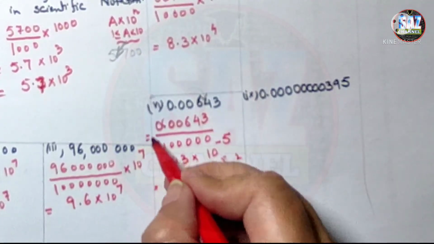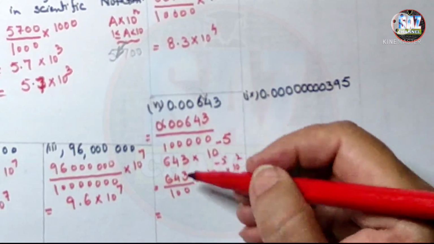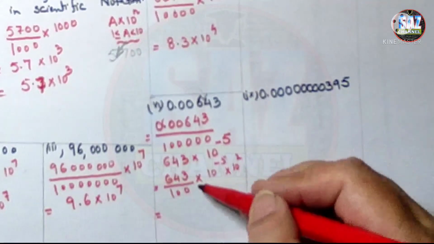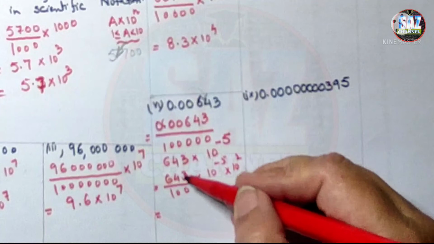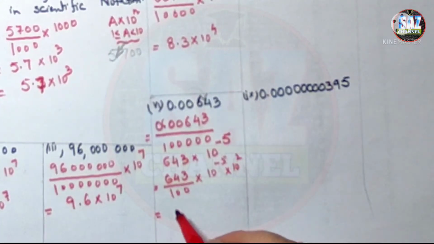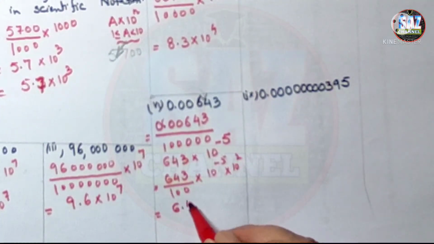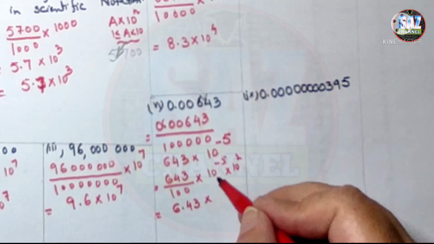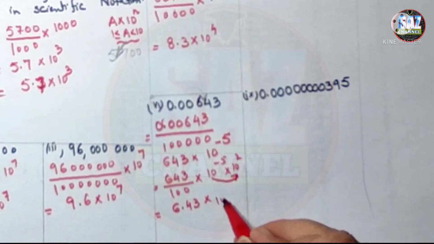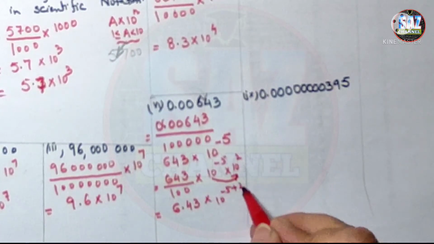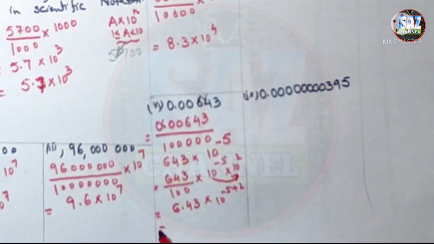So what will this become? I'm not going to simplify these two, otherwise we will not be able to reach our answer. This division will be helping me in turning my large number in the range of A, and here we have to apply the multiplication law of indices with same bases. 10 raised to power minus 5 plus 2, and this will become 6.43 multiplied by 10 raised to power minus 3.